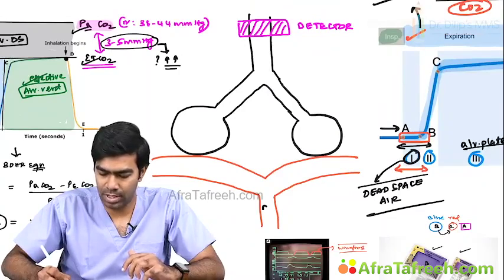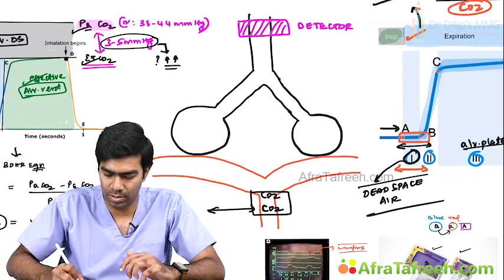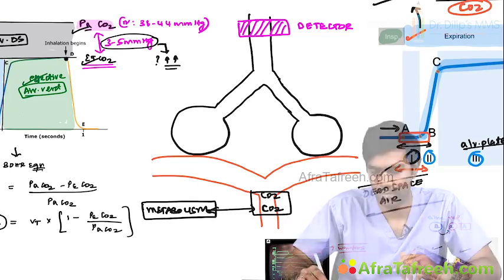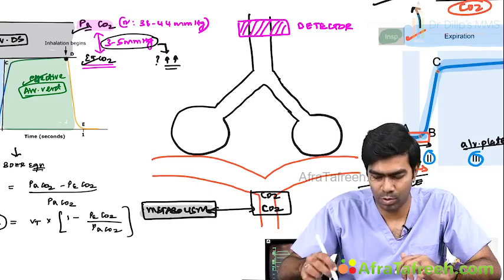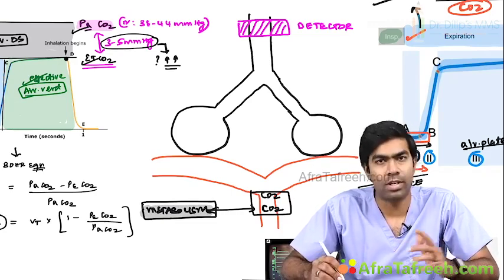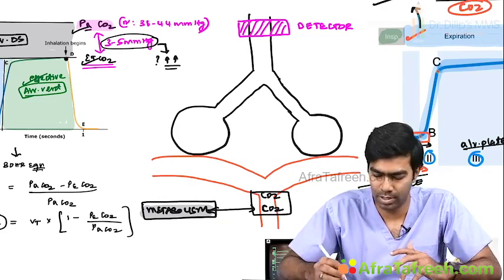Remember the fact that CO2 must be first produced. How is the CO2 produced? CO2 is actually produced by metabolism. CO2 is produced by metabolism first. Clear? So you need to have a good metabolism going on in the body to produce a good amount of CO2. So that's the first priority. If metabolism is low, CO2 produced will be low, and if metabolism is high, CO2 produced will be high.